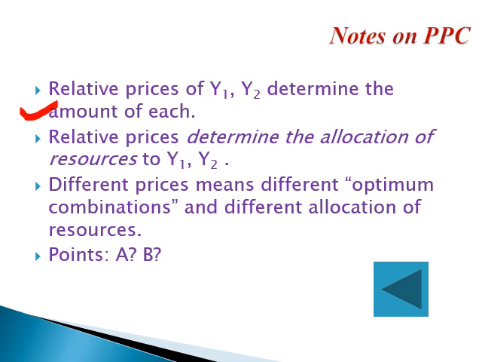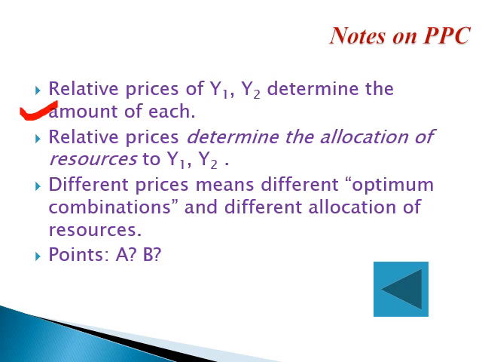Why did I say P of y1 divided by P of y2? Because I measured y1 horizontally and y2 vertically. So the price ratio that is of importance is P of whatever is measured horizontally divided by P of whatever is measured vertically. And this is simple math. It doesn't need a genius.